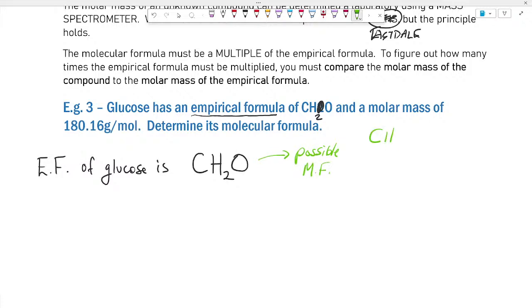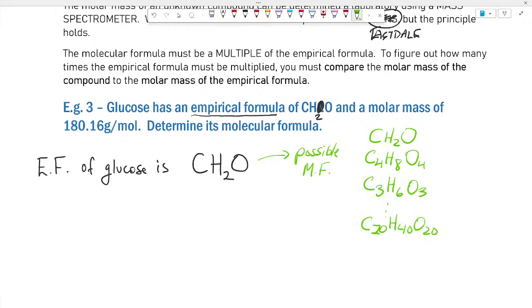It could be CH2O. It could be what else? C4H, what would the H be here? 8. And what would the O be? 4. It could be C3H6O3. It could be C20H40O20, right? We have no idea. It could be any of these. Does that make sense? Okay.